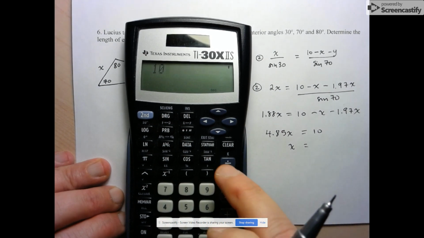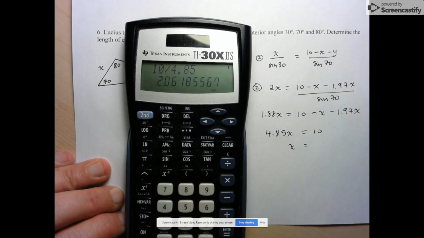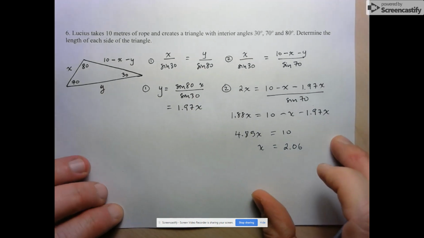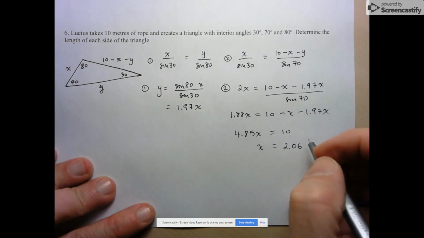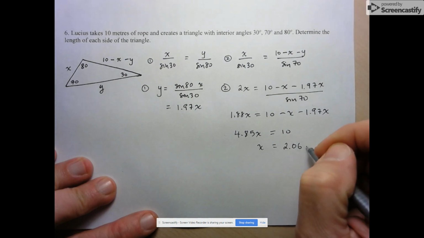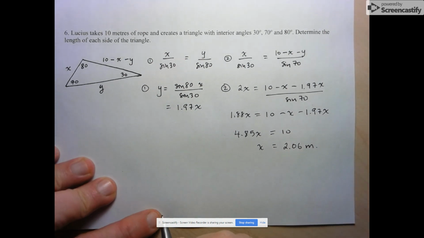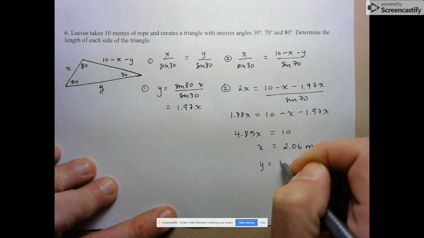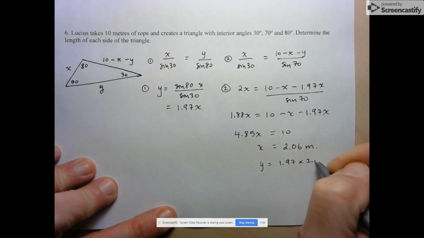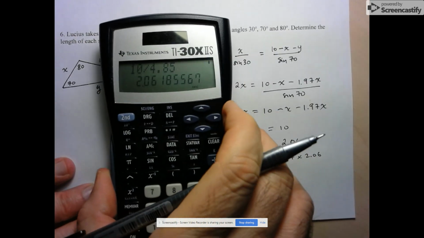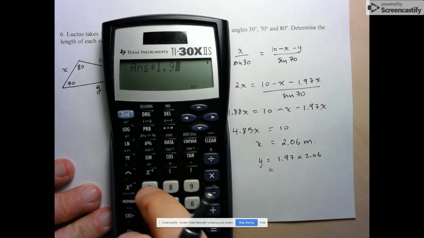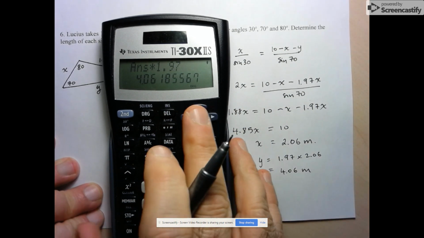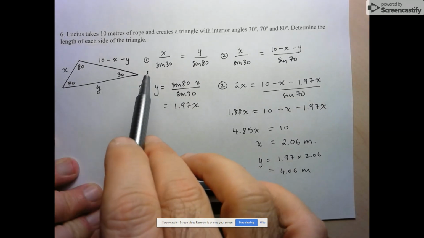And the last step will just be to divide both sides by 4.85. So 10 divided by 4.85 is equal to 2.06. All right, and that gives us one of the side lengths of my triangle, this one here. So this is all in meters, so this is 2.06 meters. Now I can substitute that back into my initial equation. y is equal to 1.97 times 2.06. So let's do that. 2.06 times 1.97 is 4.06. And that gives me the second side of my triangle.